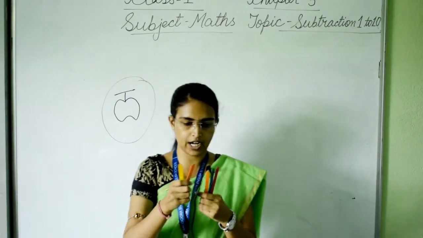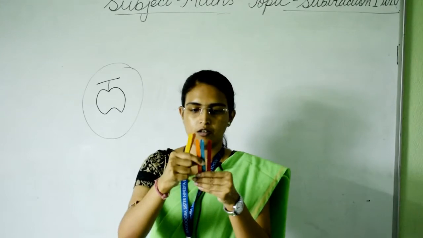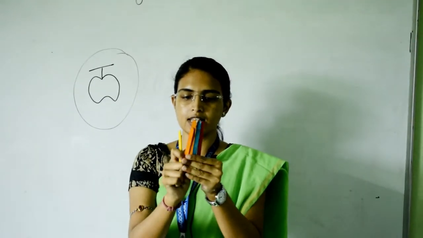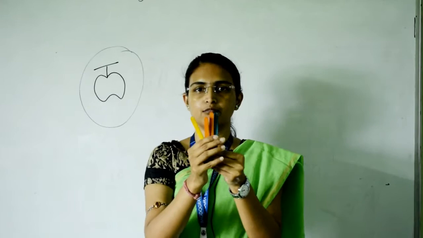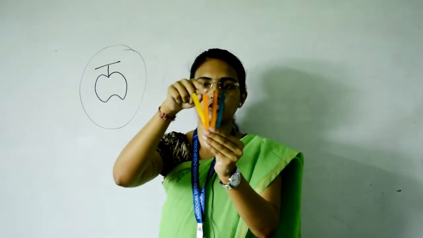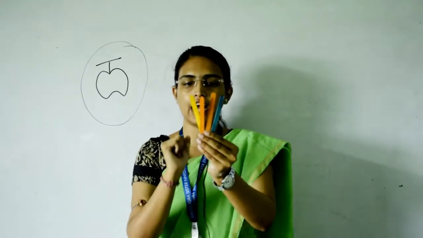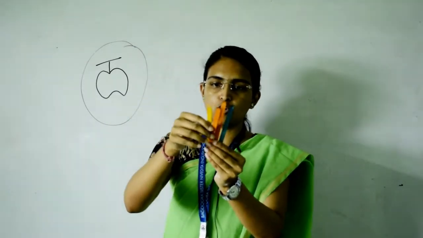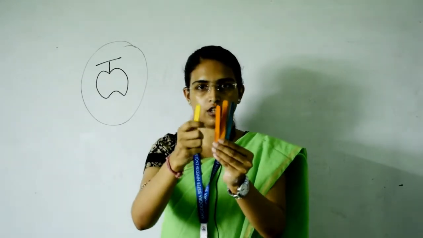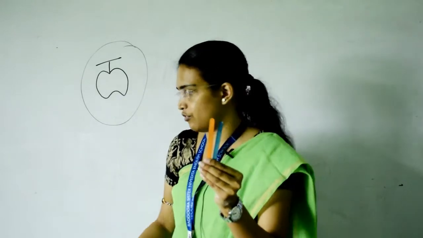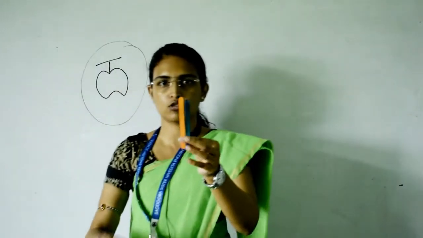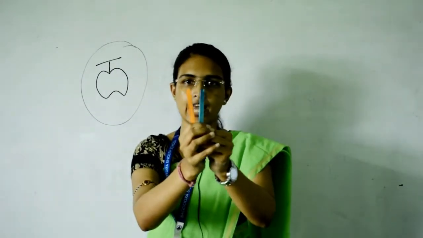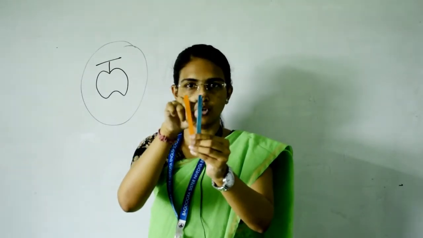Okay, now look at this. What is this? This is ice cream sticks, right? So how many ice cream sticks do I have now? 1, 2, 3, 4. 4 ice cream sticks. And I have to give 2 ice cream sticks to my sister. So I have given 2 ice cream sticks to my sister. Okay? 1, 2. I have given these 2 ice cream sticks to her. So how many ice cream sticks do I have now? 1, 2.